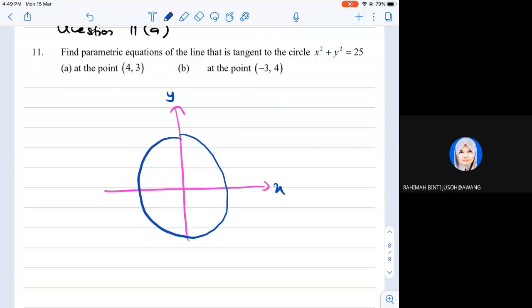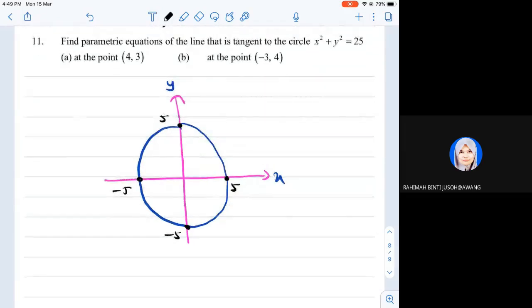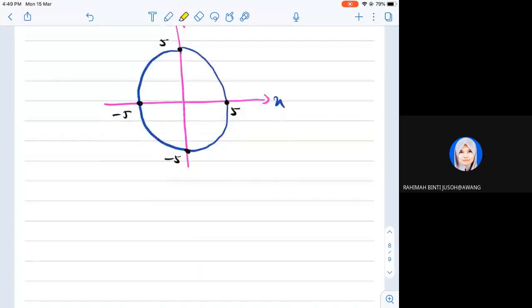What is the radius? 5. Yes, very good. The radius is 5. So 5, 5, negative 5, negative 5. It said that the parametric equations of the line is tangent to the circle. Okay, what does tangent mean?